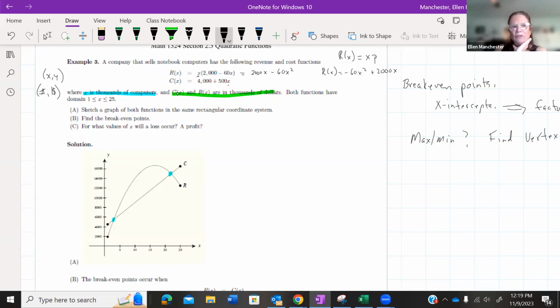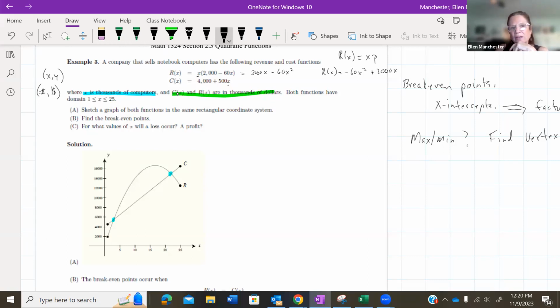Okay. And then both functions have the domain. Remember, domain are the x values between 1 and 25. Again, this means 1,000 up to 25,000 because again, x is in thousands. So whatever the number is, you just multiply it. So 1 times 1,000 is 1,000, 25 times 1,000 is 25,000.